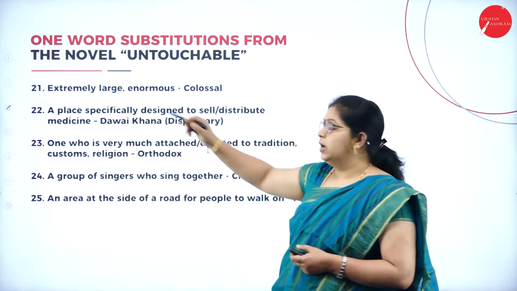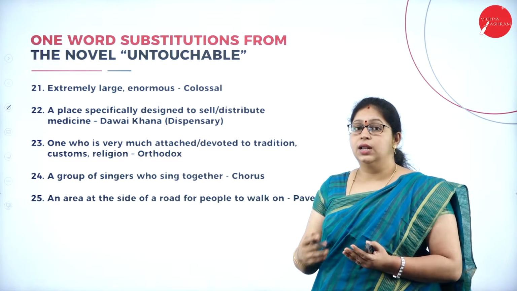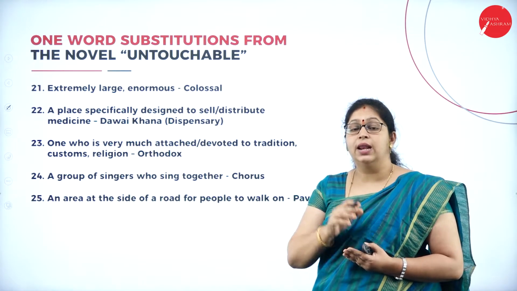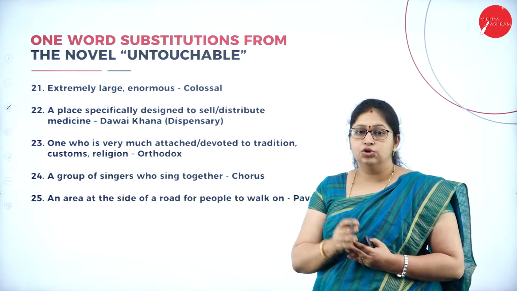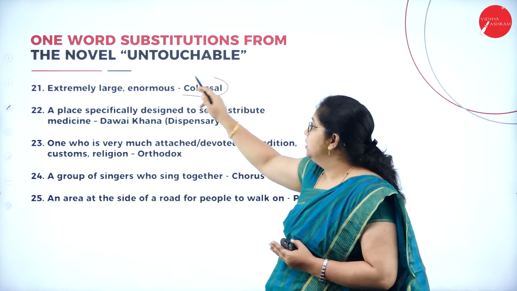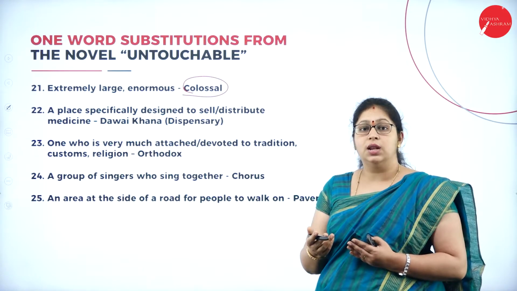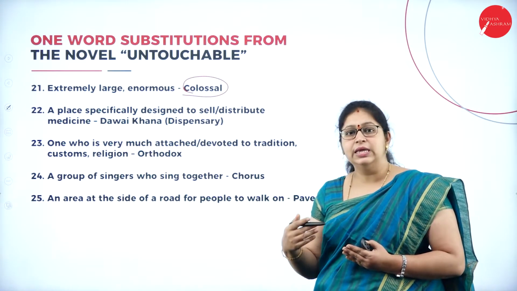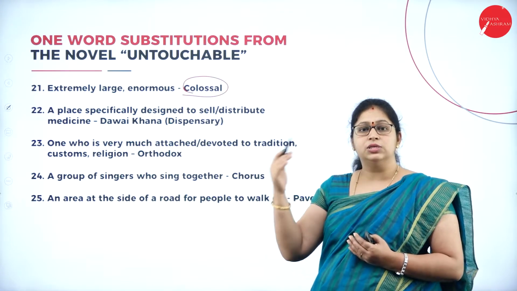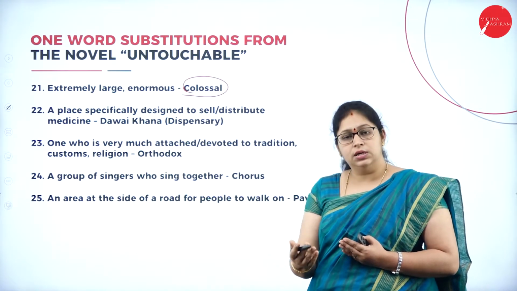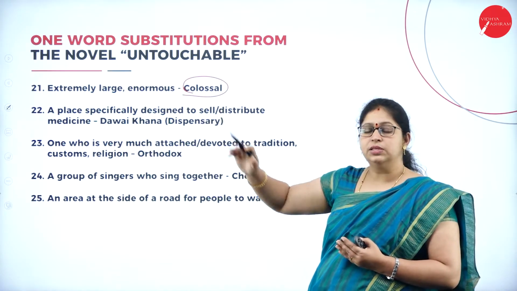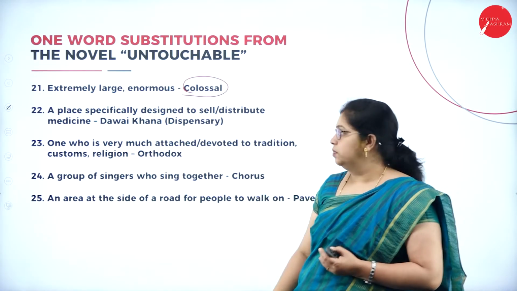Extremely large or enormous, colossal. Where is this word used in the novel? Yes, it is used to tell how big the temple was. So, while describing the temple, this word colossal is used. It was a colossal temple where Sohini swept, and outside Baka was sweeping. He wanted to see which temple it was, who is the god, correct? So that this word is used. Colossal means very big or enormous.